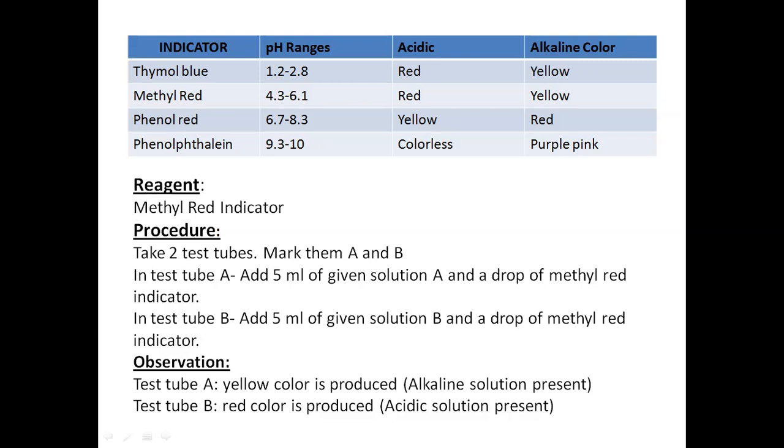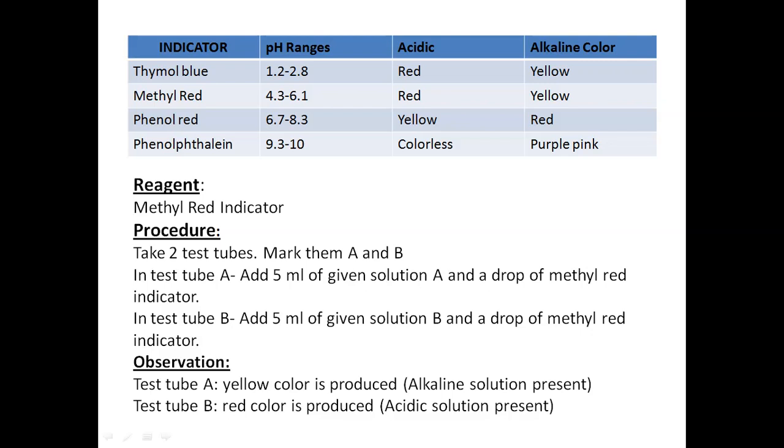So there are some pH indicators we commonly use in a laboratory setup: thymol blue, methyl red, phenol red, and phenolphthalein. These are four major indicators that are commonly used. These are their pH ranges. Methyl red and thymol blue are towards the acidic side, and phenol red and phenolphthalein are basic.